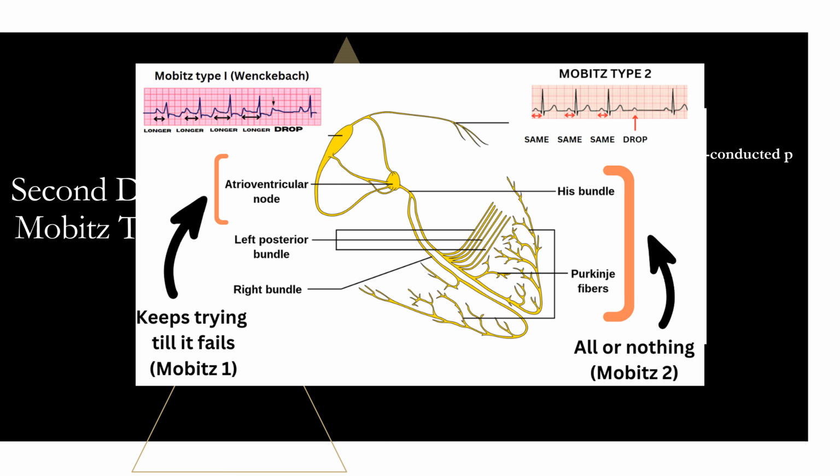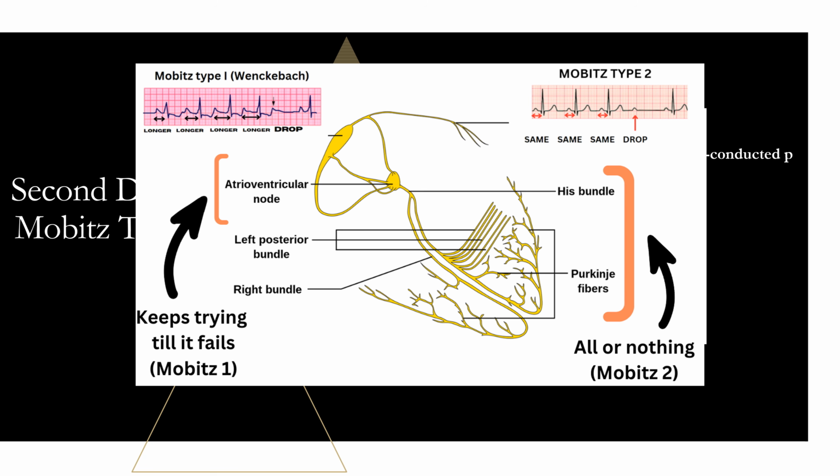In a Mobitz 2, though, the block is below the AV node in the His-Purkinje system. And these guys, they're all or nothing. They either give it their all and conduct a beat, or they don't do anything and just drop it. There's no progressive lengthening of the PR. It's the same. The beat is either conducted or it's not. They don't play games.